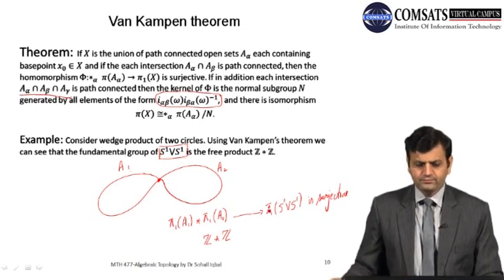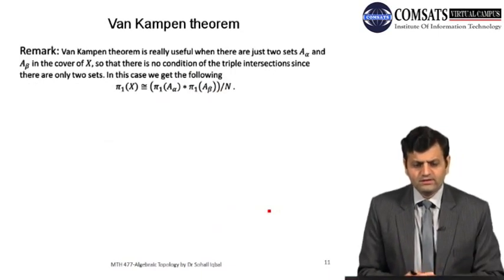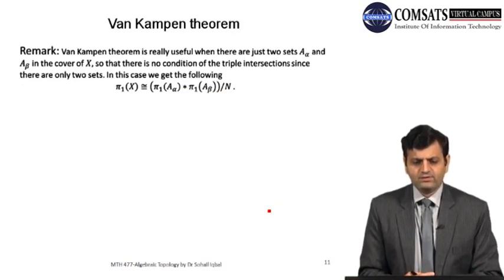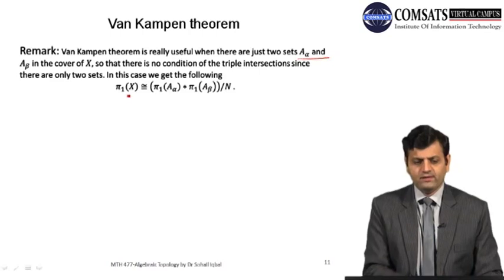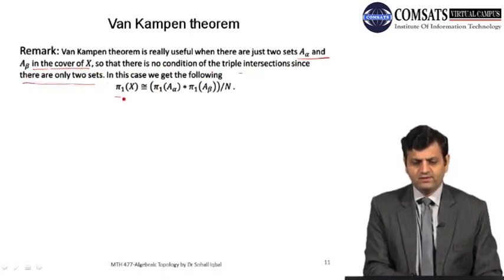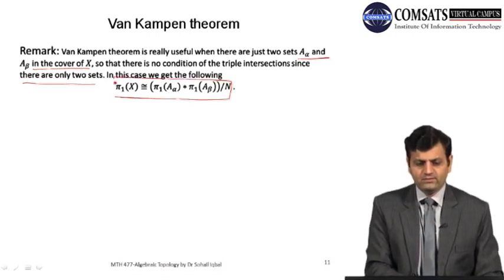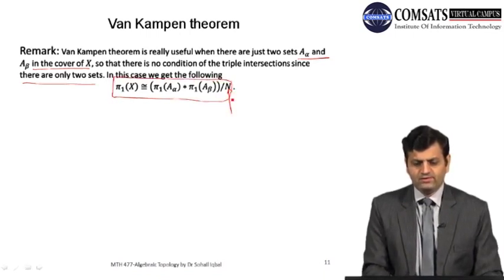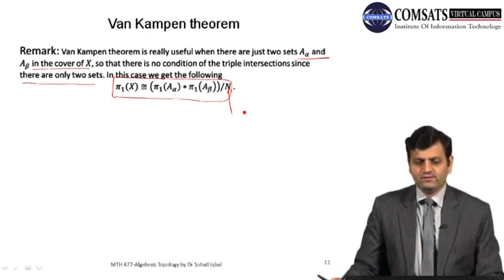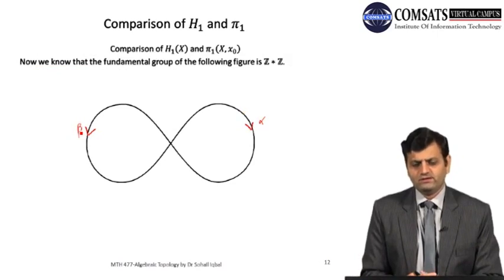So there's a little remark that Van Kampen's theorem is really useful. As we have seen in the example of S1 wedge S1, if there are just 2 sets A alpha and A beta in the cover of X, there is no condition of the triple intersection, since there are only 2 sets, and in this case we get the following thing. In the case of wedge sum we saw that this N is trivial, but in general this N may not be trivial. If we have only 2 sets, then it's very easy to calculate this N. So now let's start with the next section of today's lecture.